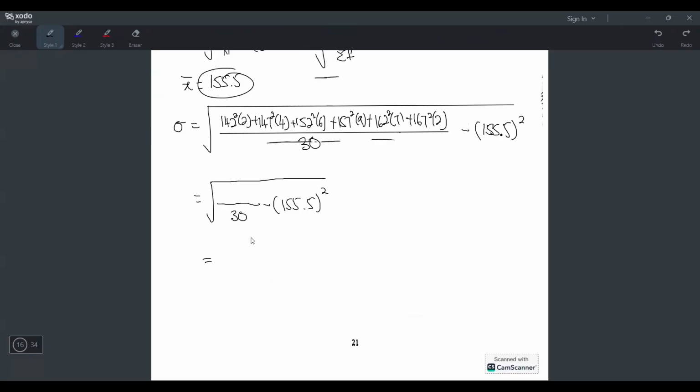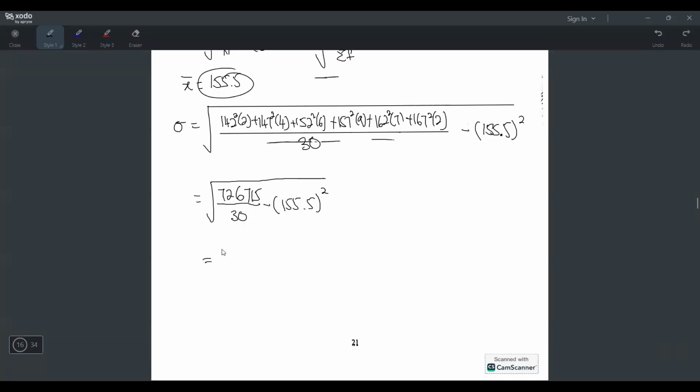So wait for me. I press 142 square times 2 plus 147 square times 4 plus 152 square times 6 plus 157 square times 9 plus 162 square times 7 plus 167 square times 2. My calculator gives me 7266715. Now I will straight away write the final answer. I will press answer divide 30 minus 155.5 square, and then equal, and then square root answer. So my calculator gives me 6.602.